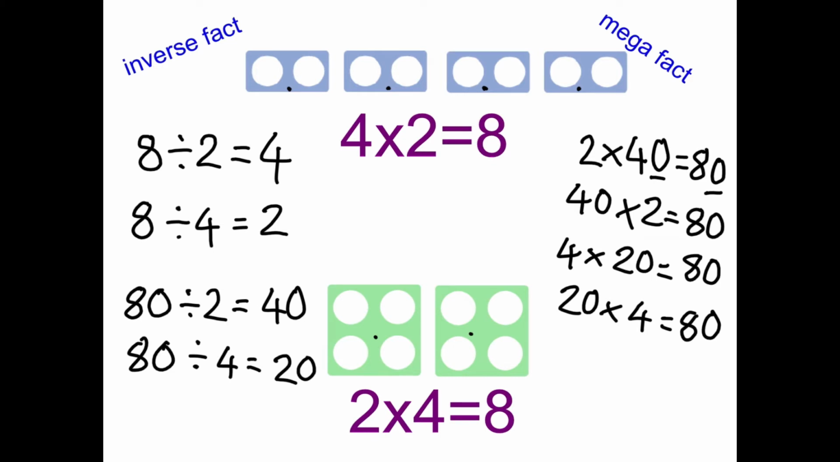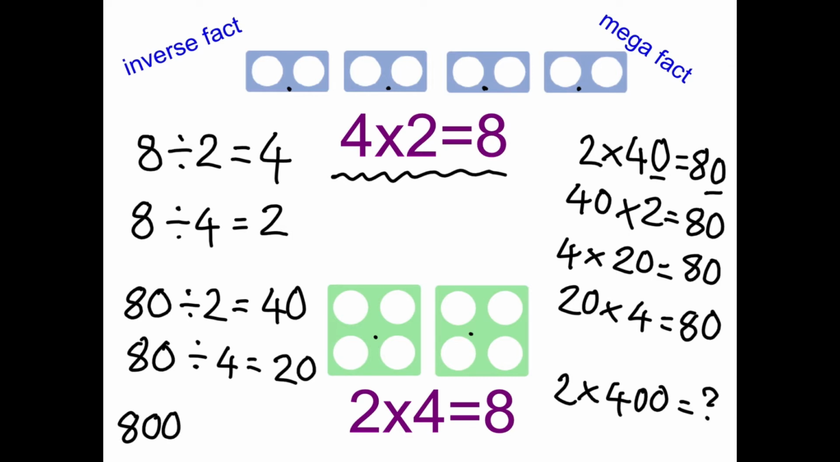So we're using the same fact, because once we know that 4 times 2 is 8, we know all these other facts as well. Let's have a little challenge down the bottom. Let's have 2 times 400, and we do that as a question mark. What would 2 400s be? And what about 800 divided into 2? What would that be?